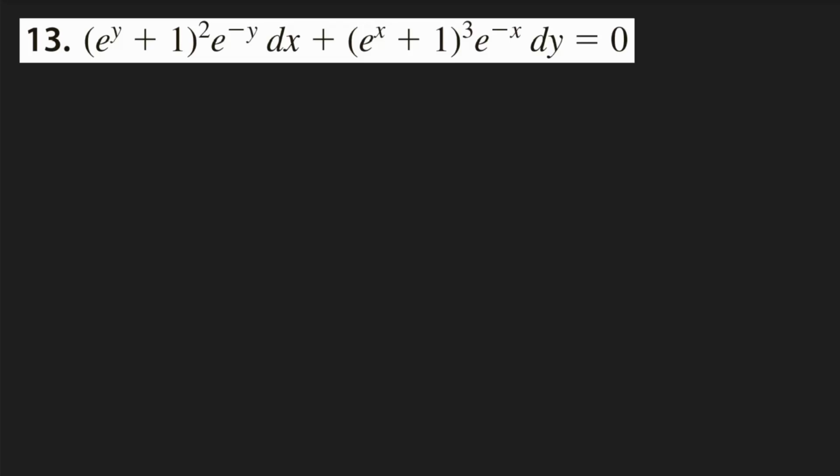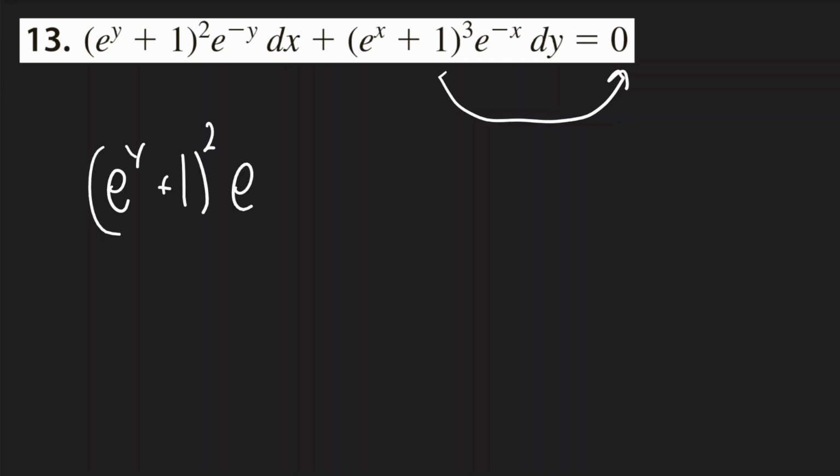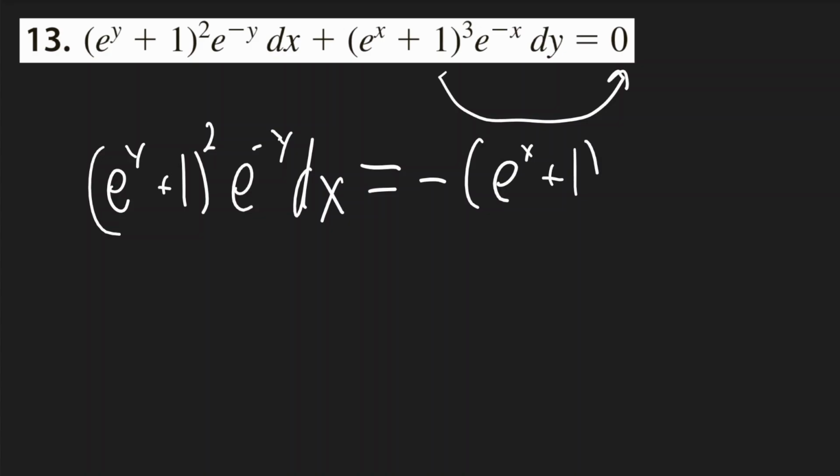In this problem, we're going to move one of the terms to the other side. I'll choose this term on the right. So it'll be (e^y + 1)^2 times e^(-y) dx is equal to negative (e^x + 1)^3 times e^(-x) dy.